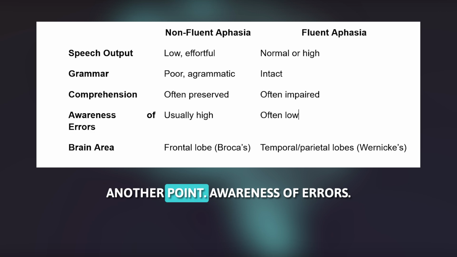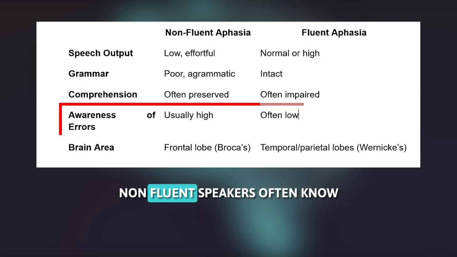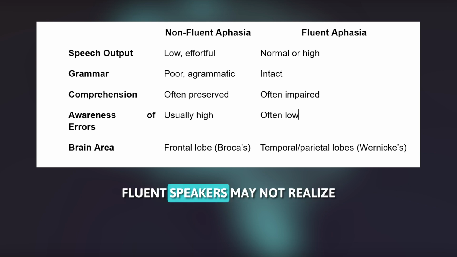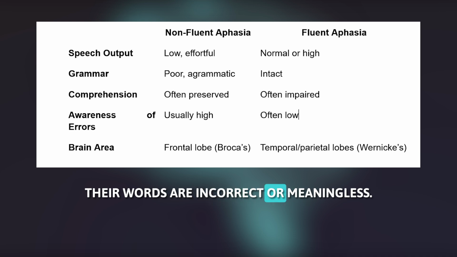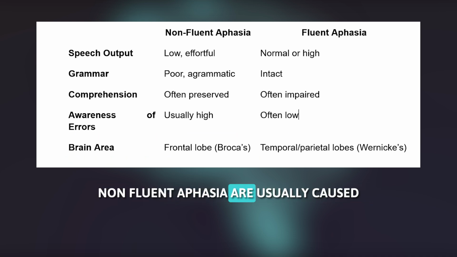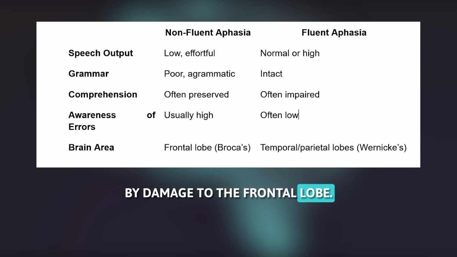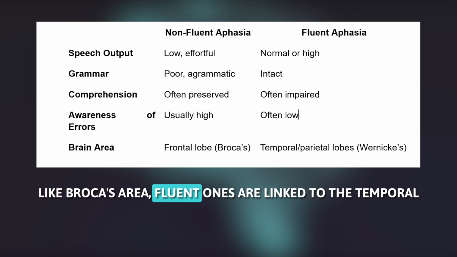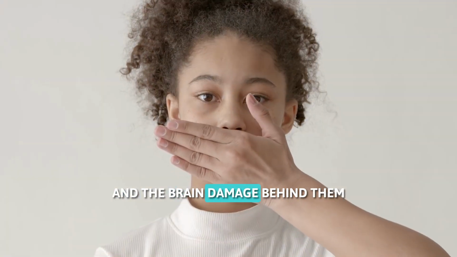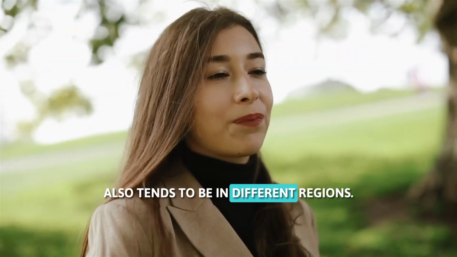Anyway, another point, awareness of errors. Non-fluent speakers often know when they're making mistakes and can get frustrated. Fluent speakers may not realize their words are incorrect or meaningless. Finally, brain location. Non-fluent aphasias are usually caused by damage to the frontal lobe, like Broca's area. Fluent ones are linked to the temporal or parietal lobes, including Wernicke's area. So while both types affect language, they do it in very different ways, and the brain damage behind them also tends to be in different regions.